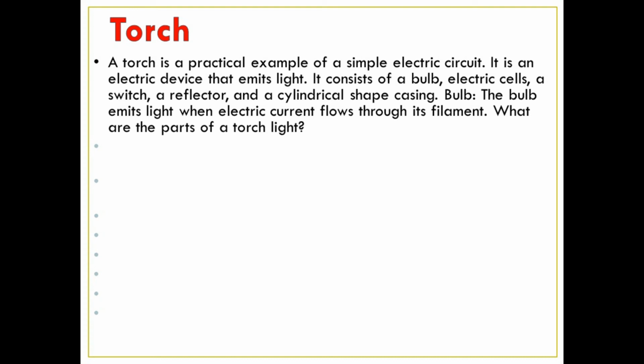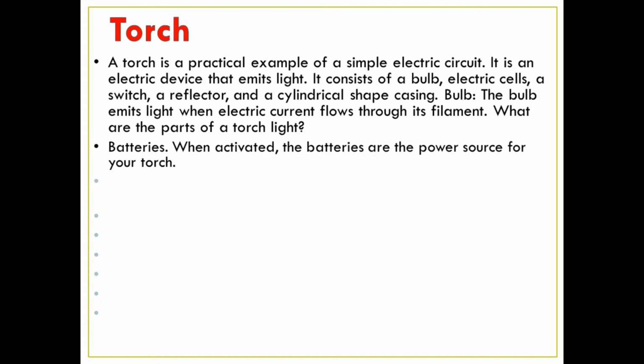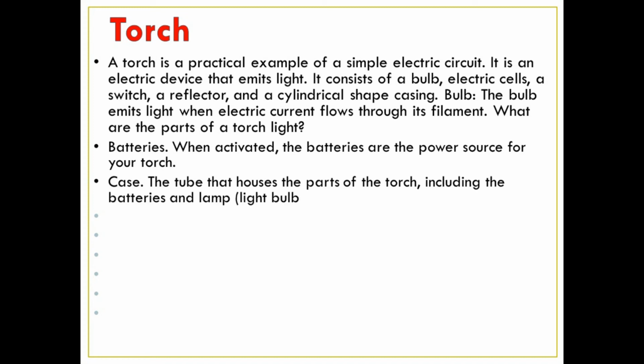What are the parts of a torchlight? We'll see now. Batteries. When activated, the batteries are the power source for your torch. Case, the tube that houses the parts of the torch, including the batteries and lamp. Contacts, switch, reflector, and lens.